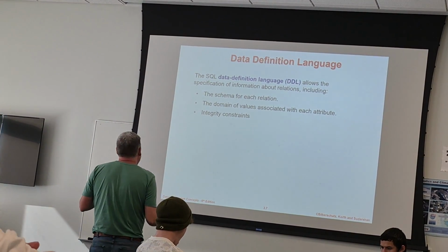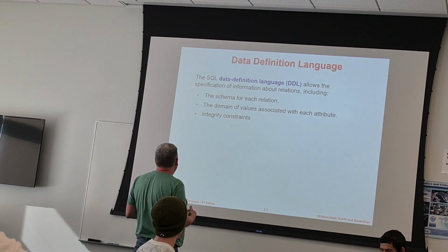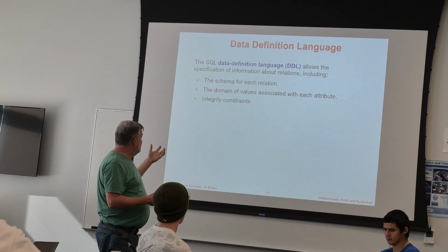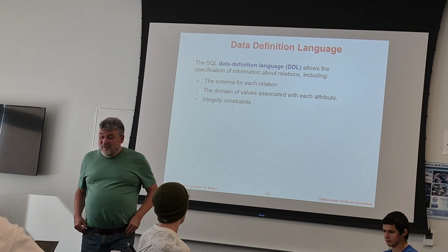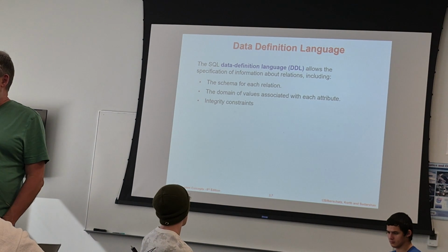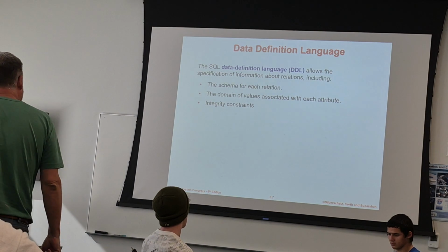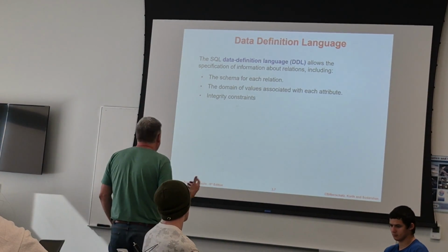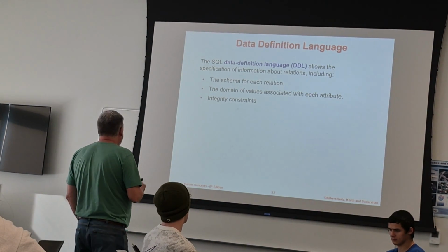The language can also set the data types for the columns in these tables, the domain of values, data type, associated with each attribute, column. They can define the integrity constraints. That is, sometimes you want to say, well, this field cannot be empty. It cannot have the value null. And that's probably the most common integrity constraint. But there are probably others not occurring to me right now.